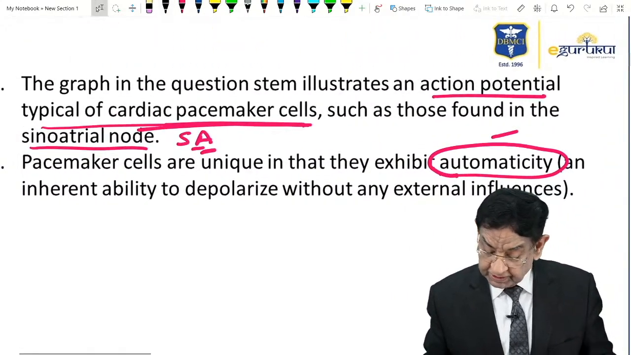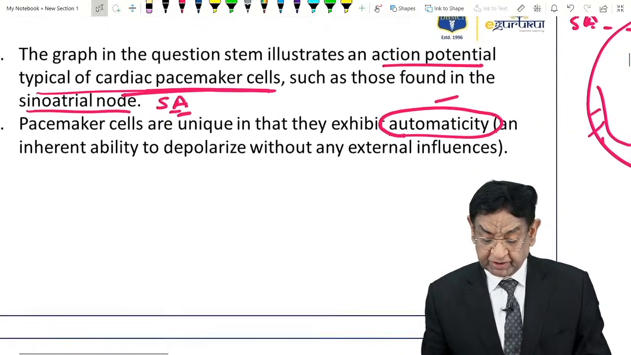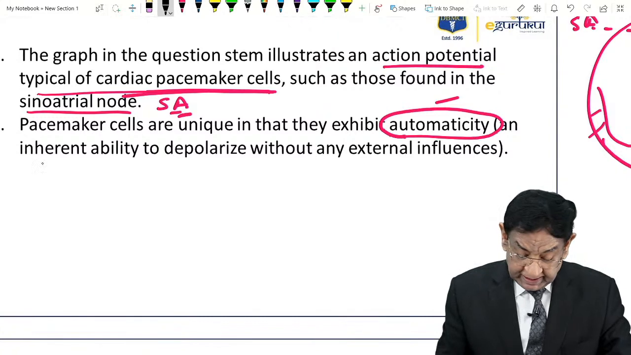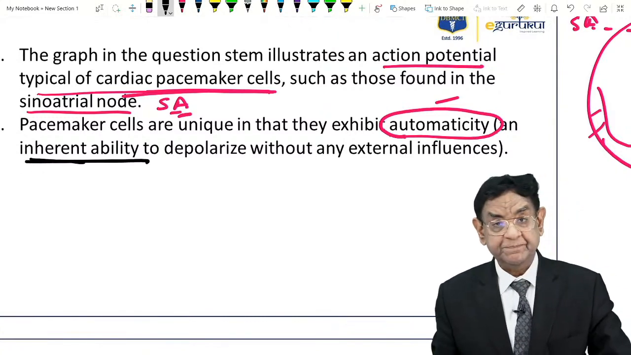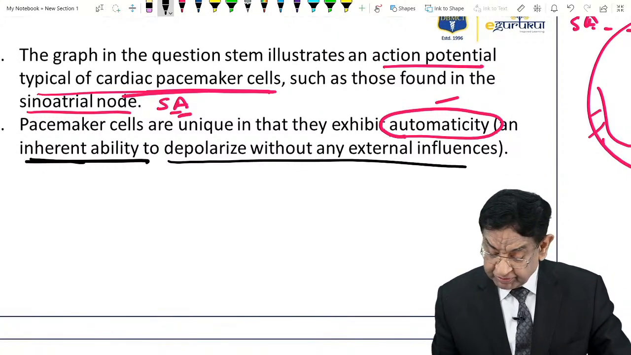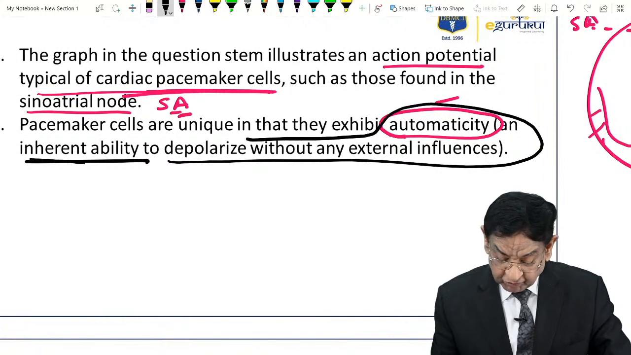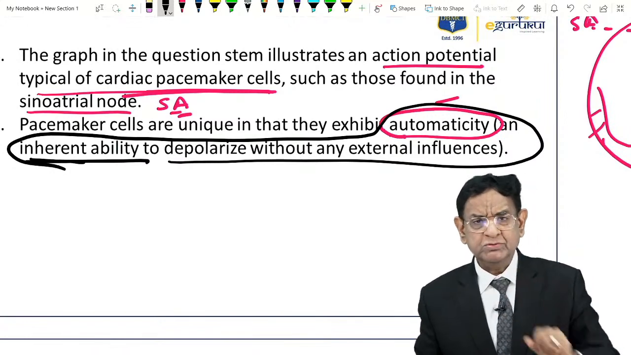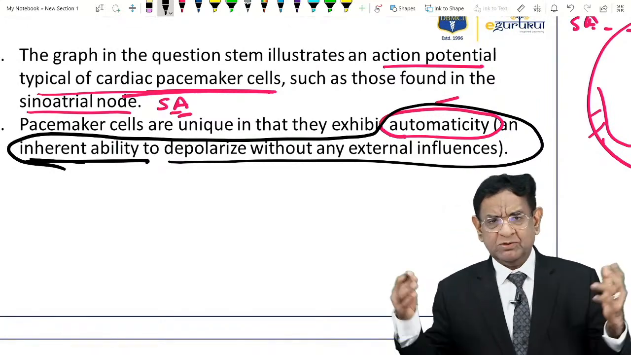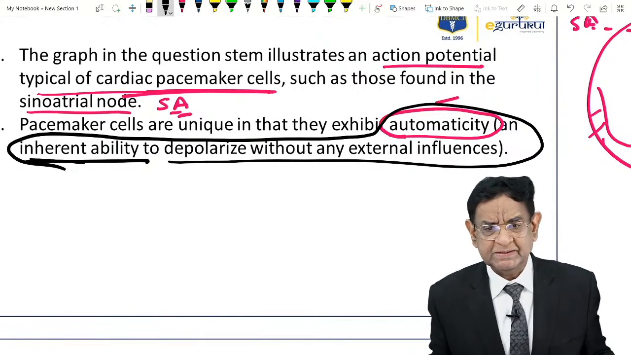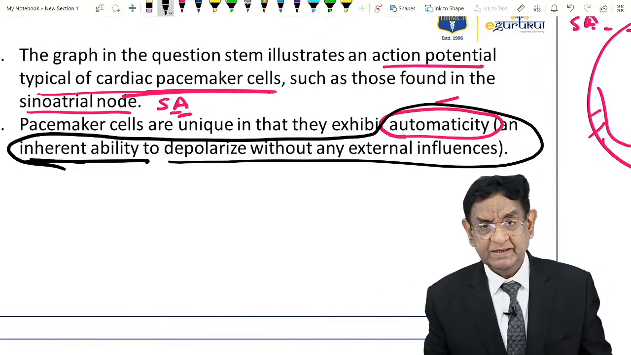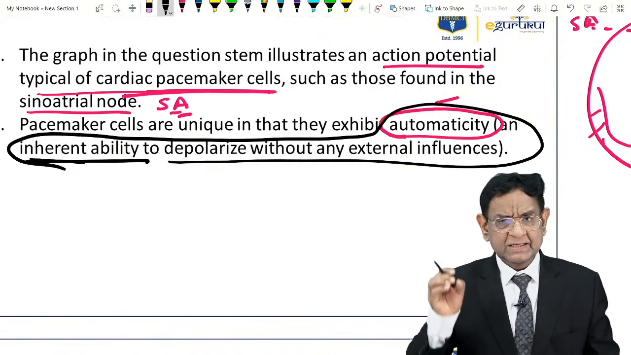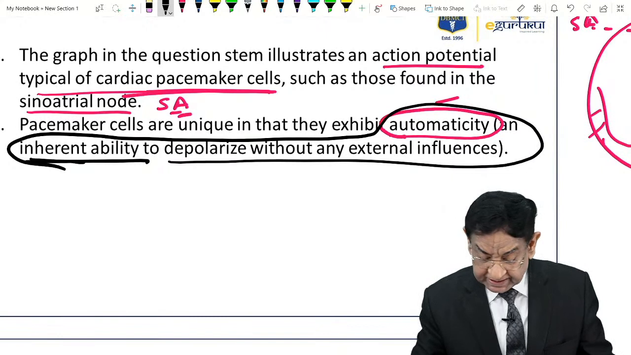So now what is the meaning? Somebody asks you a question: what do you mean by automaticity? You should know the meaning also. An inherent ability to depolarize without any external influence. This is the golden line. Most students know that the SA node has automaticity, but when somebody asks what you mean by automaticity, they get confused. So now you have a clear-cut answer.